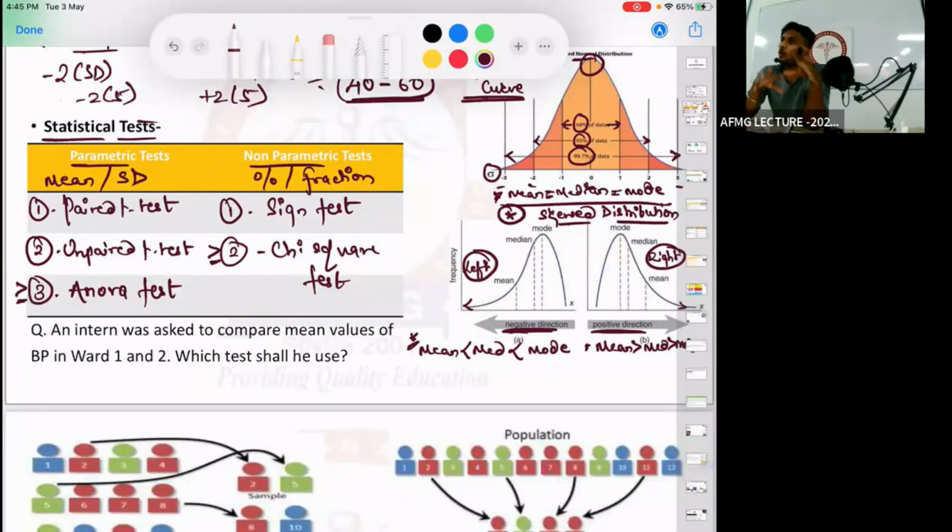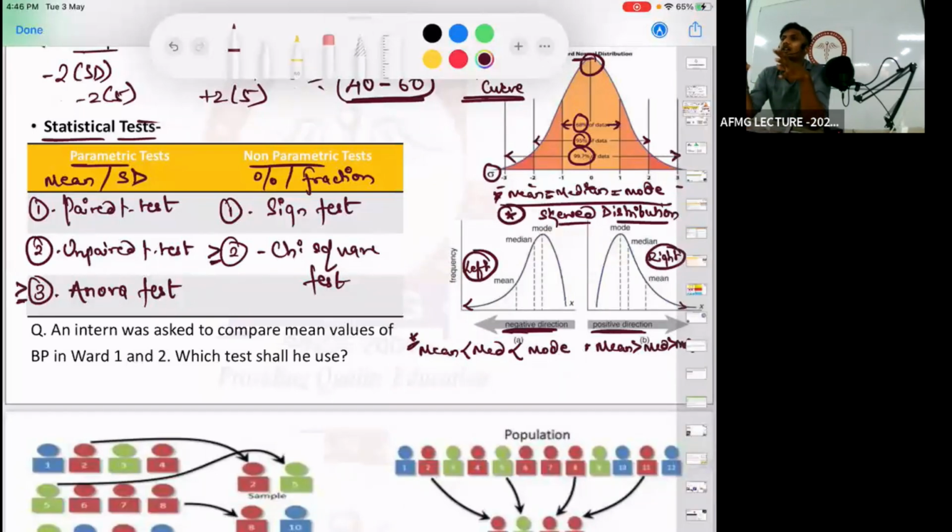Now this time I have ward 1 and ward 2. In ward 1 I have 40% hypertensive. In ward 2 I have 60% hypertensive. What am I comparing? Percentage or fraction. I can say fraction: 1/3 of my patients in ward 1 are hypertensive, 2/3 of my patients in ward 2 are hypertensive. So here I am comparing fraction.